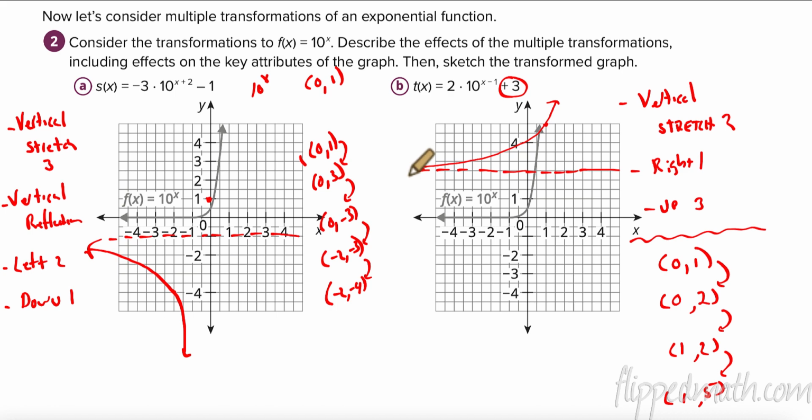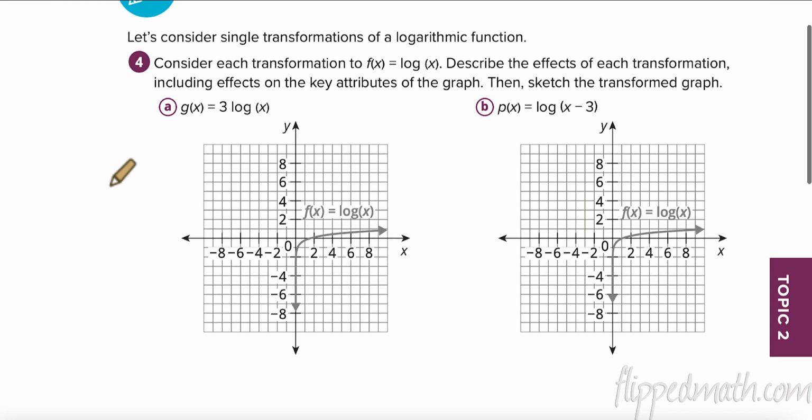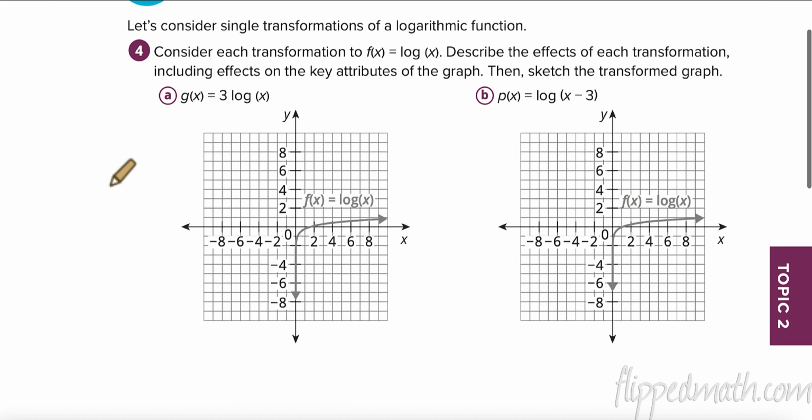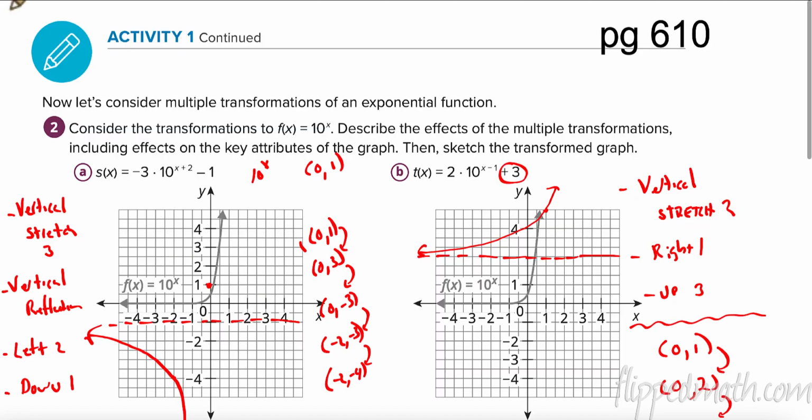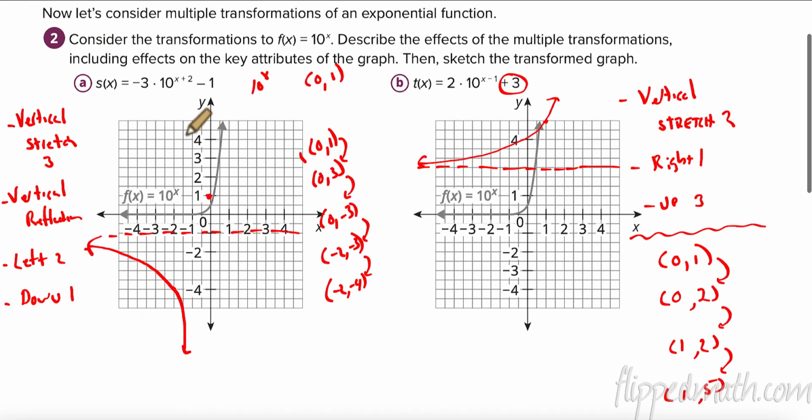All right, so let's take a look here on the next page, on page 611. We're doing the same thing, just with logs. So this is log base 10, right? Because I don't have it written. So log base 10 graph looks like this. My asymptote, go back. Hey, what changes here? When I shift stuff, when I do all this stuff, did my domain change? My domain does not change. Does my range change?